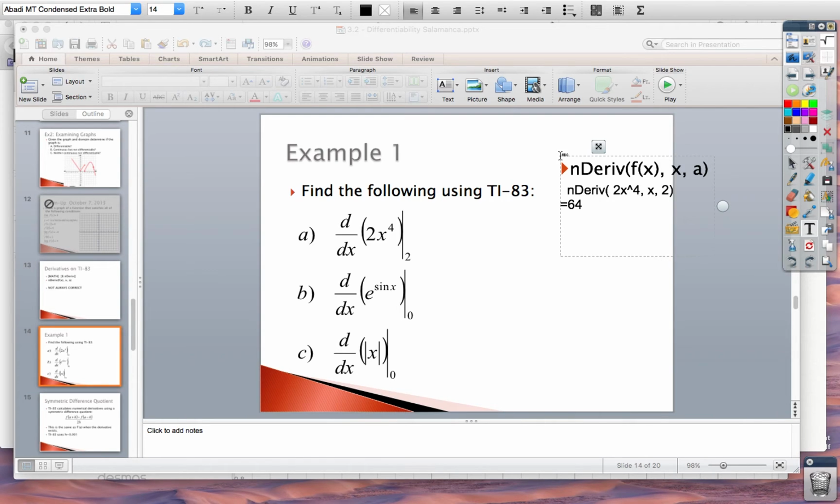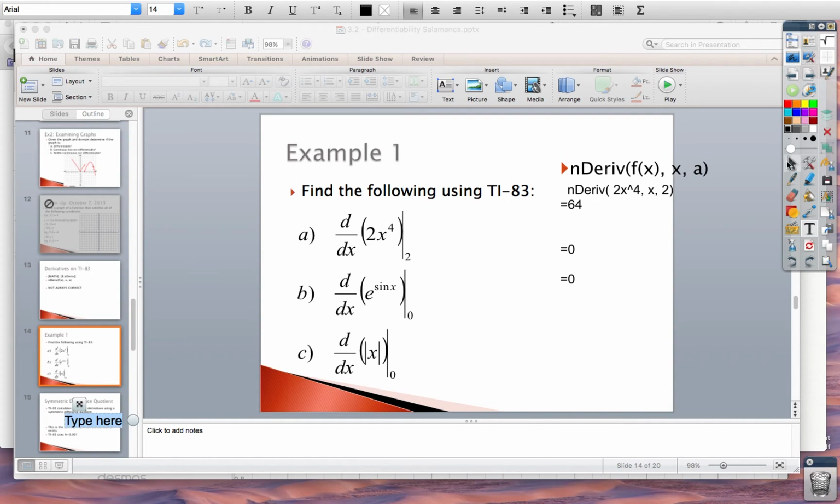If you do it for part B, e to the sine x, once you find the derivative of that, you should have gotten 0. For the last one, you should have gotten probably 0, but keep in mind, this is not going to work because it's a corner.